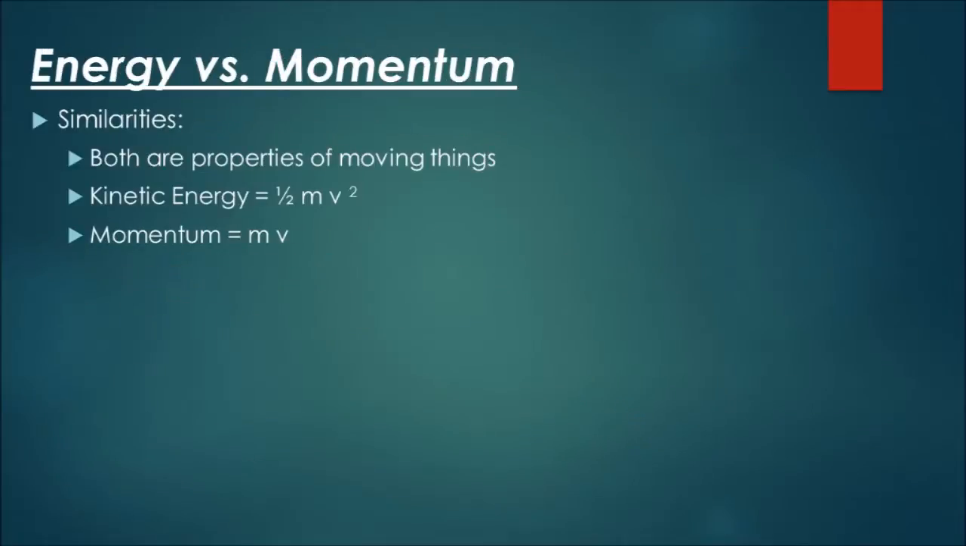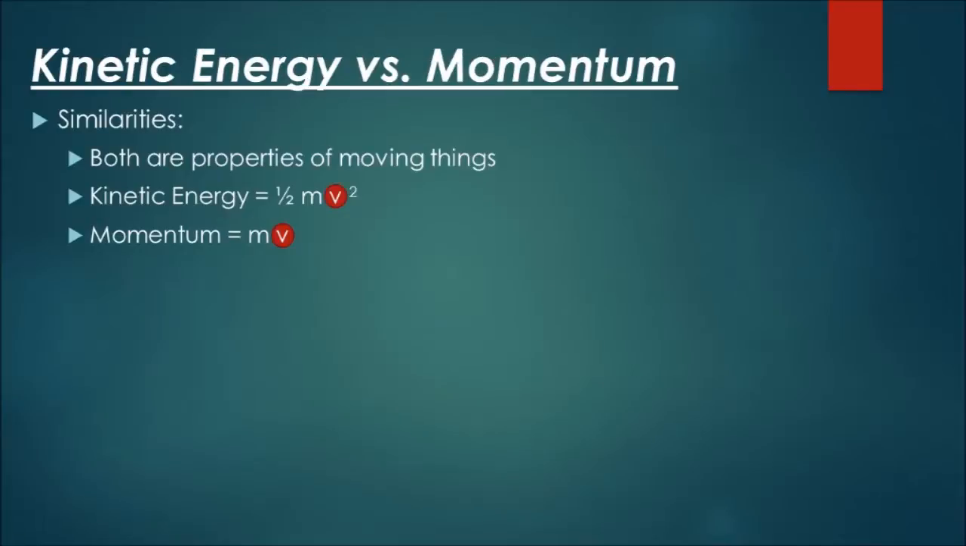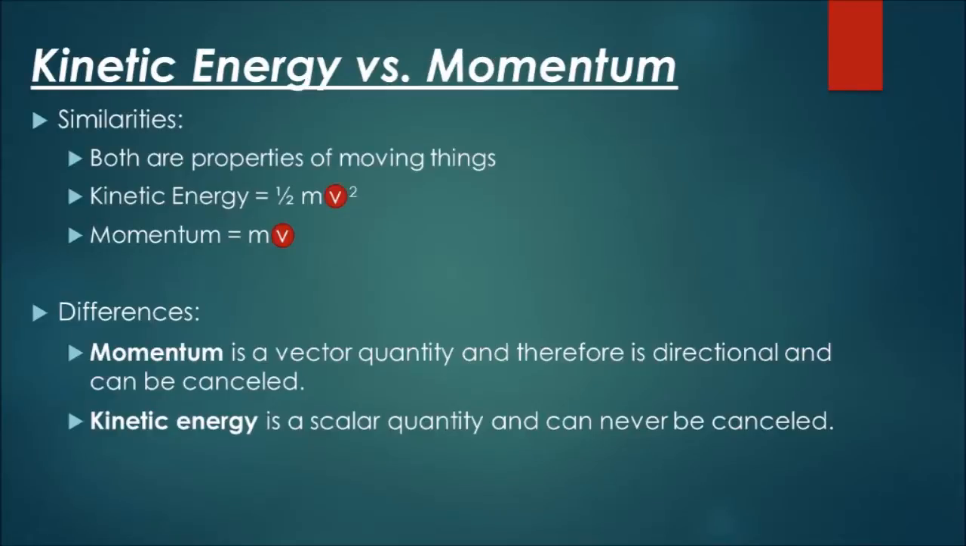The concepts of energy and momentum actually do have a lot of similarities, but they also have a lot of differences. Now, some of the similarities are that both are properties of moving things. You can tell that by both of their equations. Kinetic energy involves a velocity, as does momentum. Some of the differences between them are that momentum is a vector quantity, and therefore is directional and can be canceled, as we remember last chapter. Kinetic energy, however, is a scalar quantity, meaning it can't be canceled. It's just a magnitude.